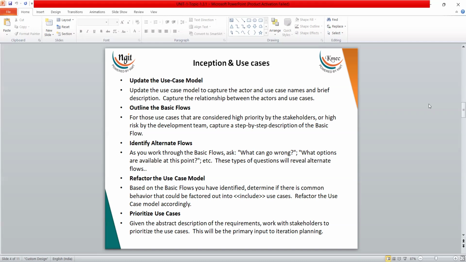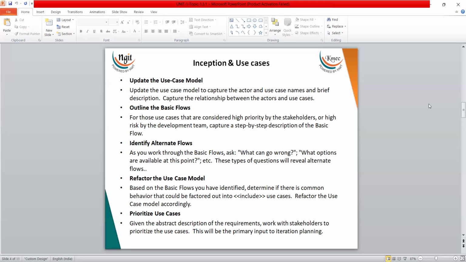Whenever we draw a use case diagram, we know that it consists of include and extend cases. So at the time of outlining the basic flows, we need to identify which are include cases and which are extend cases. Then refactor the use case model. Based on the basic flow, determine if there is common behavior that could be factored out into use cases, and refactor the use case model accordingly.